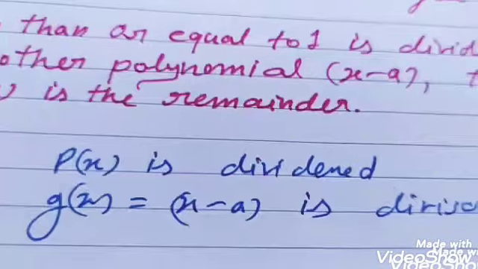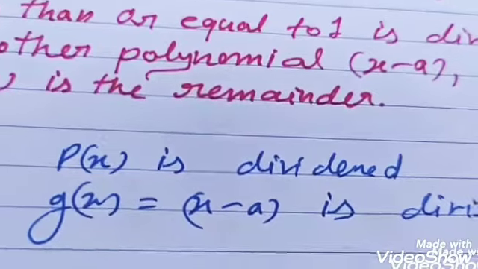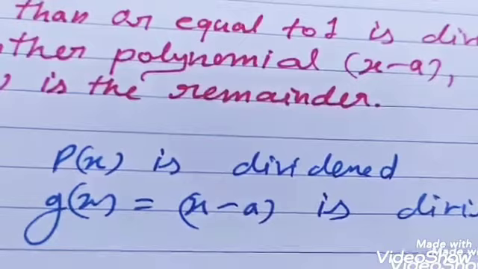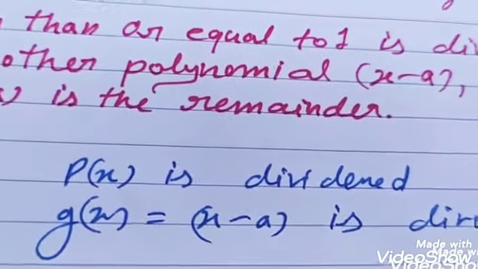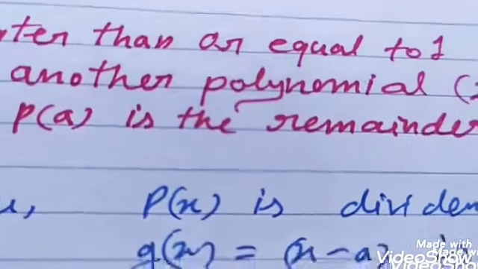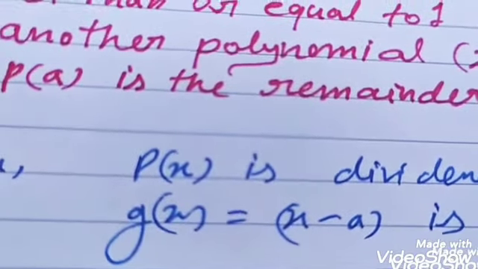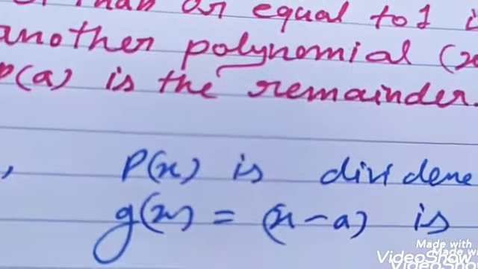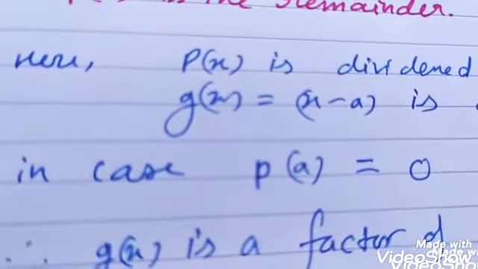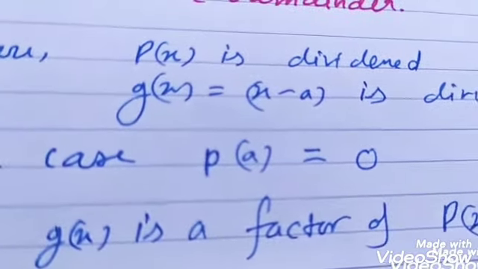So here the polynomial p(x) is the dividend and the polynomial g(x), which is in the form of x minus a, is the divisor, and r will be our remainder, which is p(a). p(a) is the remainder according to remainder theorem. So if p(a) is equal to 0, then what will we say? That g(x) is a factor of p(x). As p(a) is the remainder and here the remainder is equal to 0, therefore the divisor g(x) is a factor of p(x).